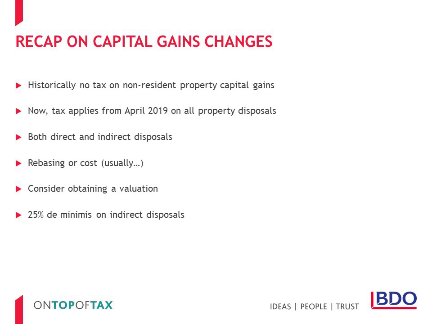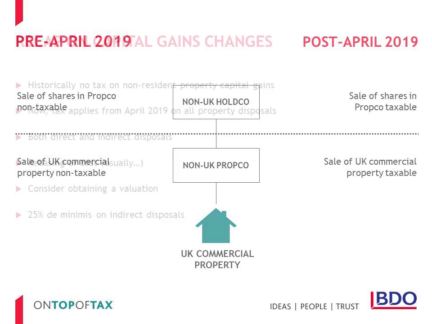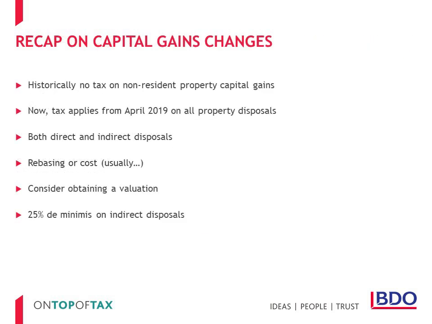From April 2019, the general position is now that UK tax applies to all real estate disposals, companies being subject to corporation tax on such gains, and other taxpayers to capital gains tax. The new charge applies to both direct and indirect property disposals. Therefore, in the simple scenario covered in this diagram, both a direct disposal of the property by the non-UK PropCo and a sale of the shares in either the non-UK PropCo or the non-UK HoldCo would now generally be subject to UK tax. That being said, the rules were introduced with the intention of taxing only economic gains arising after the new legislation was introduced.